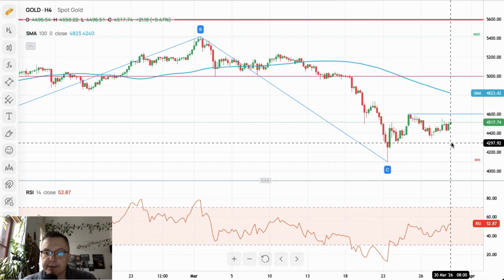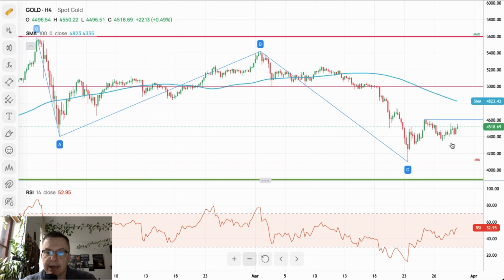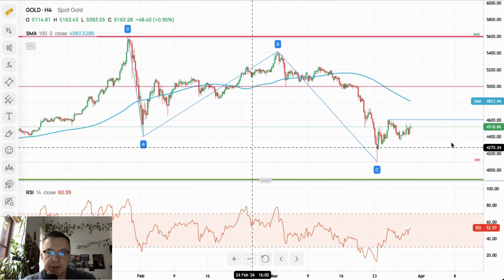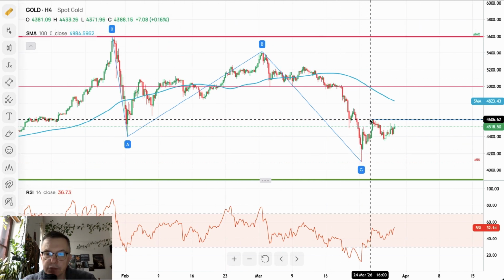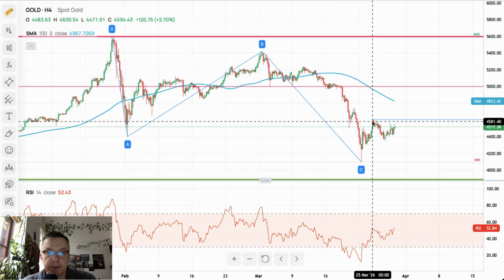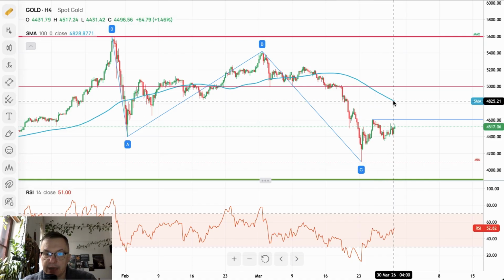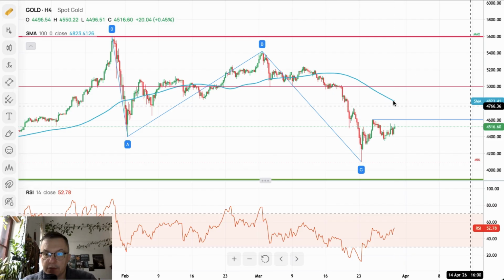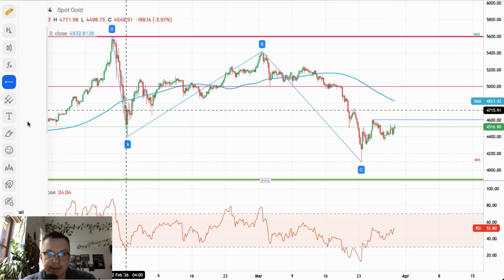Gold market is looking quite bullish again after ABC to the downside has been completed. Look at this situation here. This is our ABC to the downside completed. Now, from the technical point of view, we need to clear 4,600, test the 100 periods moving average, which would be roughly around 4,823. So that's the level here.